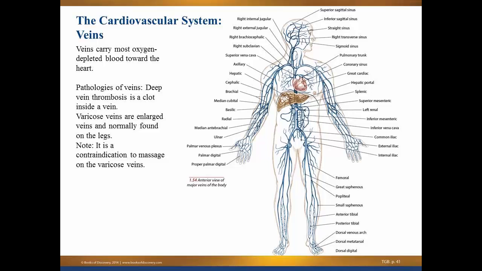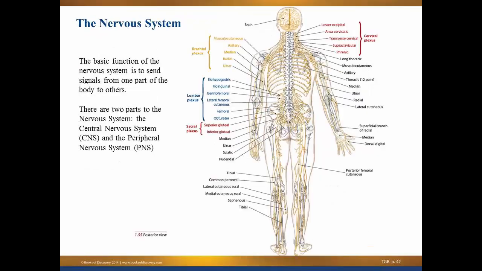Two pathologies to be familiar with around veins. One is deep vein thrombosis. That's simply a clot inside a vein. One other pathology of the veins is called varicose veins. Varicose veins are normally found in the legs. Note that those are a local contraindication. You've seen them before. They're the blue-green veins that kind of stick out of the surface. You do want to note that these are a local contraindication, meaning the person with varicose veins can get massage. However, it's a contraindication to massage directly on the varicose veins.